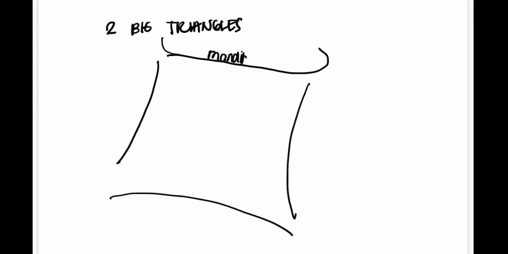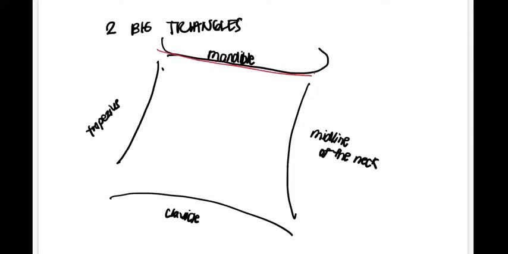Superiorly, we have the mandible. Anteriorly, we have the midline of the neck. Inferiorly, we have the clavicle, and posteriorly, we have the trapezius muscle. So as you can see, these landmarks form what we call a square. And to form two triangles, we need to divide the square into two.